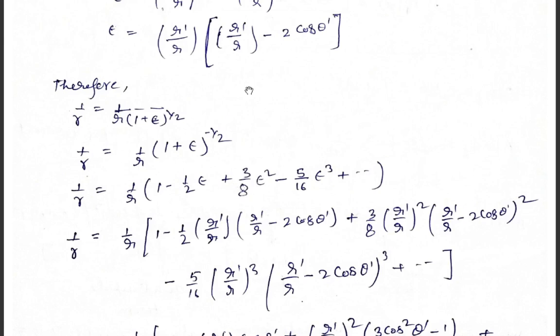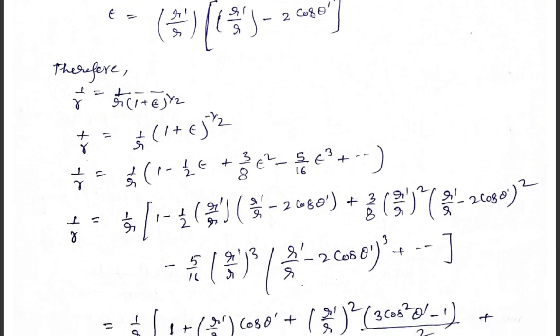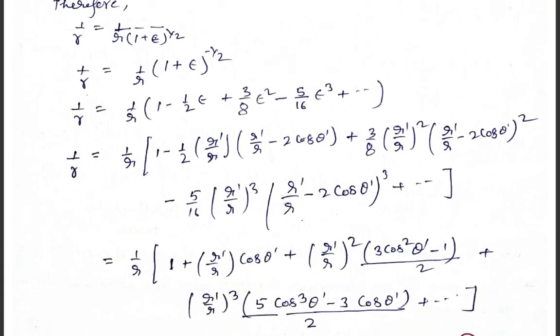Now if you substitute the value of epsilon in the second place, that is 3 by 8 (r prime upon r) whole square, and again into (r prime upon r minus 2 cos theta prime) whole square. So this is the second value. Now if you substitute the third value, that is minus 5 by 16 (r prime upon r) whole cube into (r prime upon r minus 2 cos theta prime) whole cube plus higher order terms.